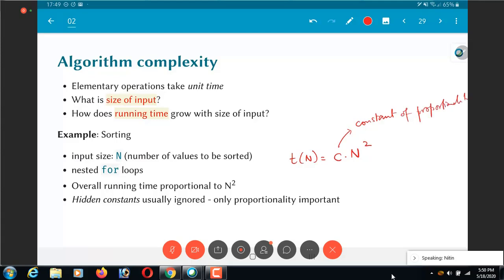And the important point is, I don't care what the value of c is. All that I care about is the fact that there is a proportionality. As long as that is there, the actual value of c I don't care too much about. Why is this important? Because it doesn't matter whether I run this on an ARM processor or an Arduino or an x86 Xeon. The c values, the constants of proportionality, will be different in each of those cases. But the fact that the running time grows as n squared is pretty much going to be the same for any kind of processor that you come up with.